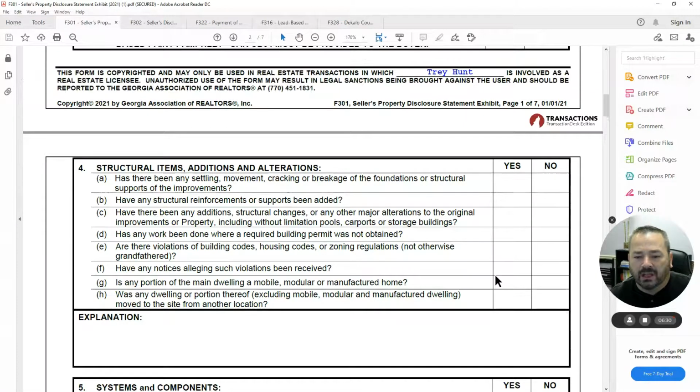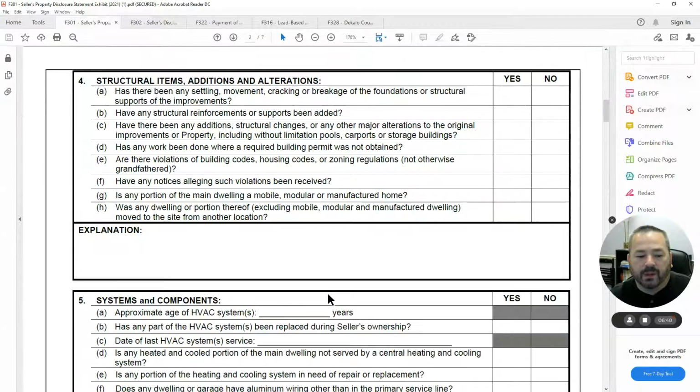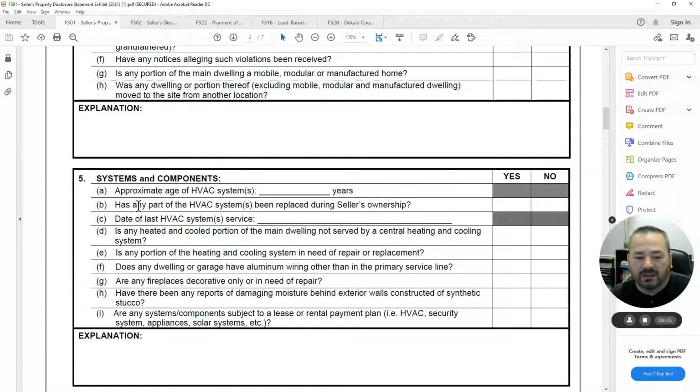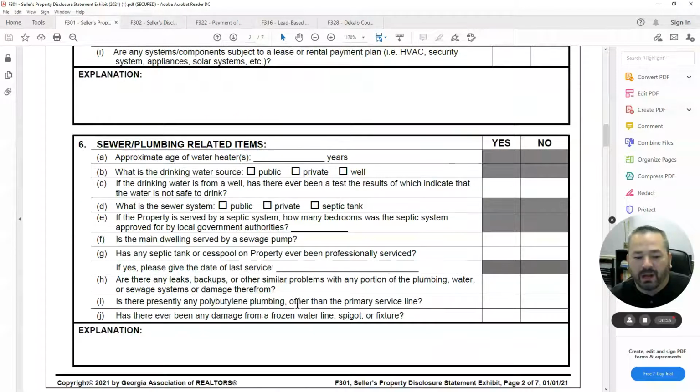And you'll notice in each of these sections, there's an explanation out here. So if they check yes for anything, you're going to want them to fill this out. Okay. Systems and components. Approximate age of the HVAC system. Has any of it been replaced? When was it last serviced? And so on. We get to sewer, plumbing related items.